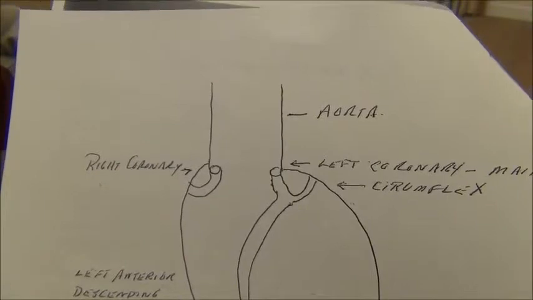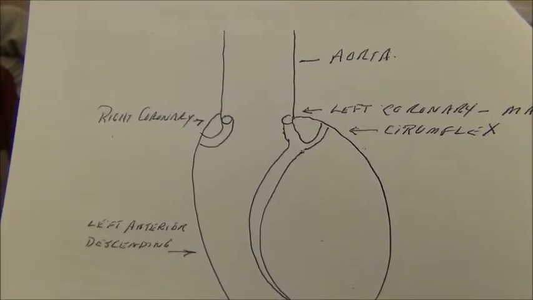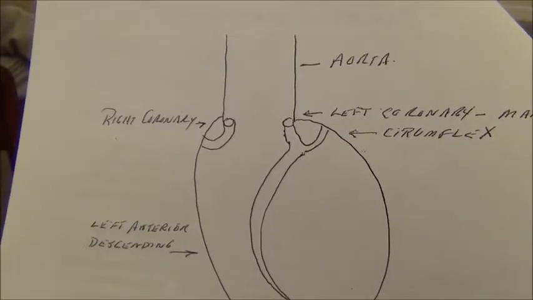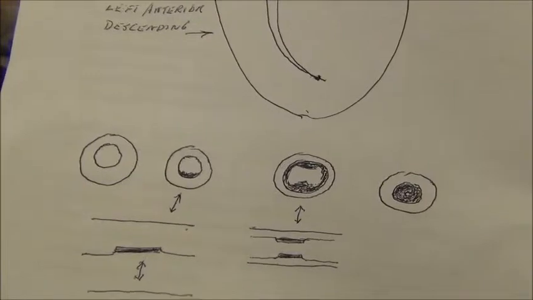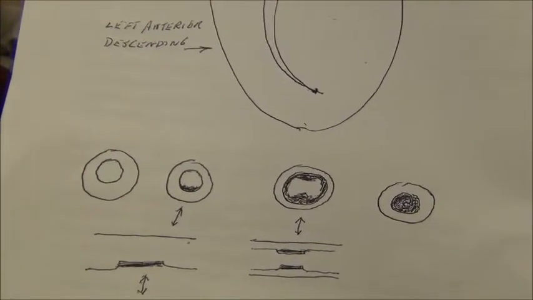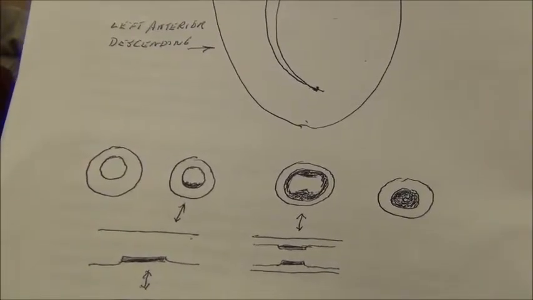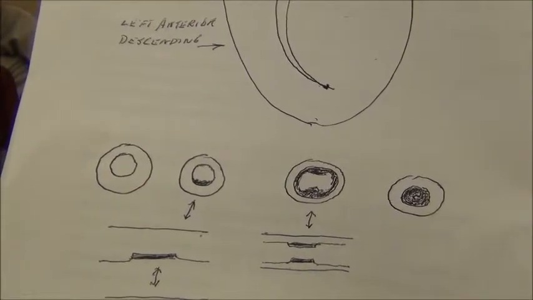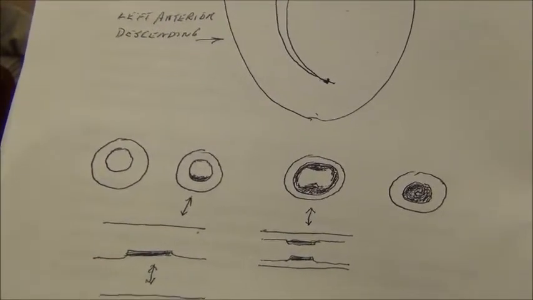Now down below, I drew four circles. The first circle is a patent artery. There's nothing there. It's smooth, it's nice, it's clean, it's beautiful. Is patent the same as open? Wider. They're all open, but this one's wider.